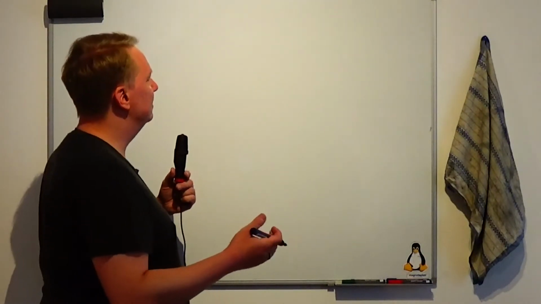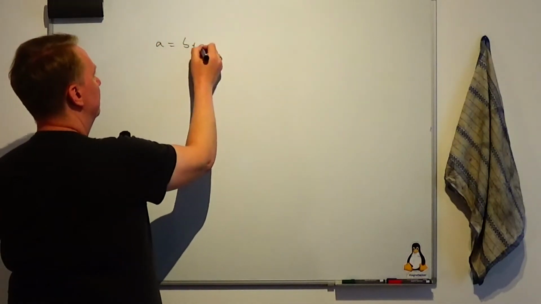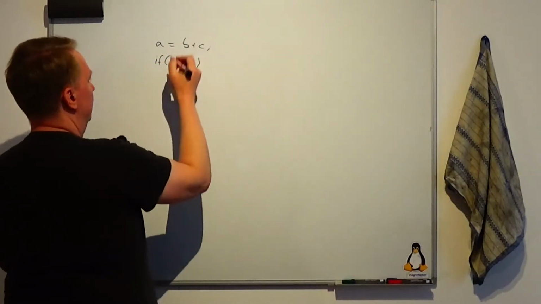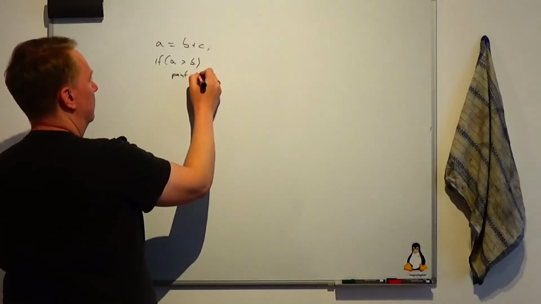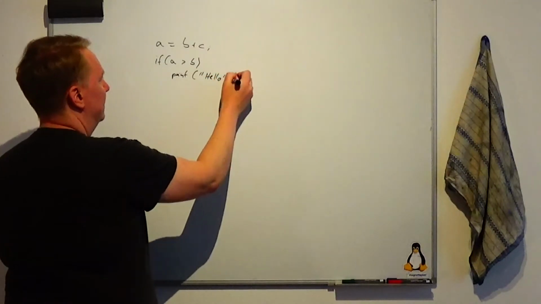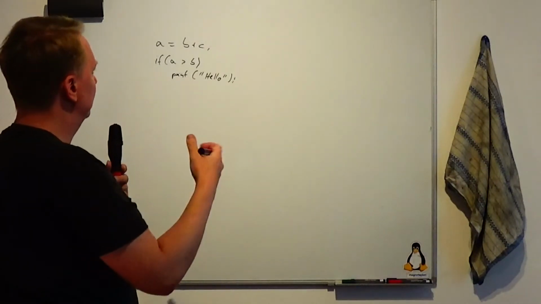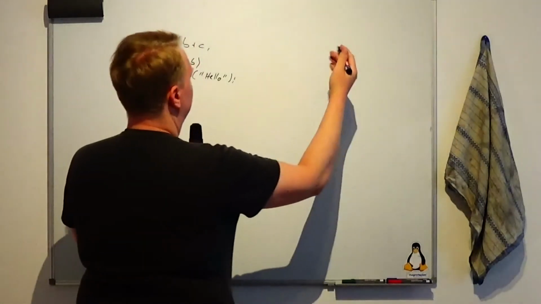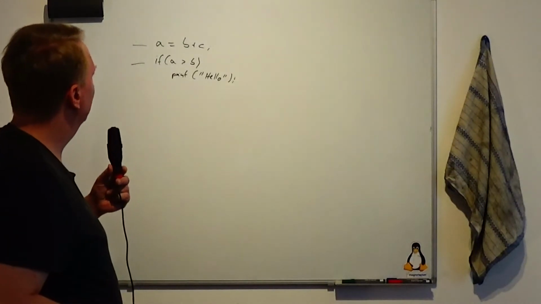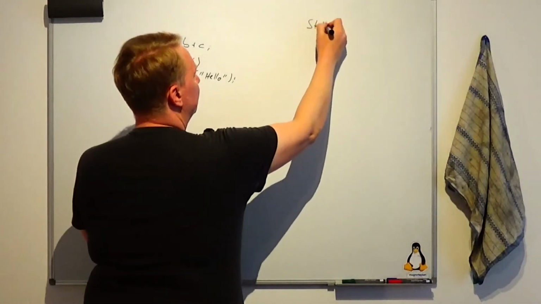The big picture idea is, if you have some code like a equals b plus c, if a bigger than b, I don't know, print hello, something like that, then we need some way of representing that on the heap. So we will need some data structure for these so-called statements. We will need some base class for statements.